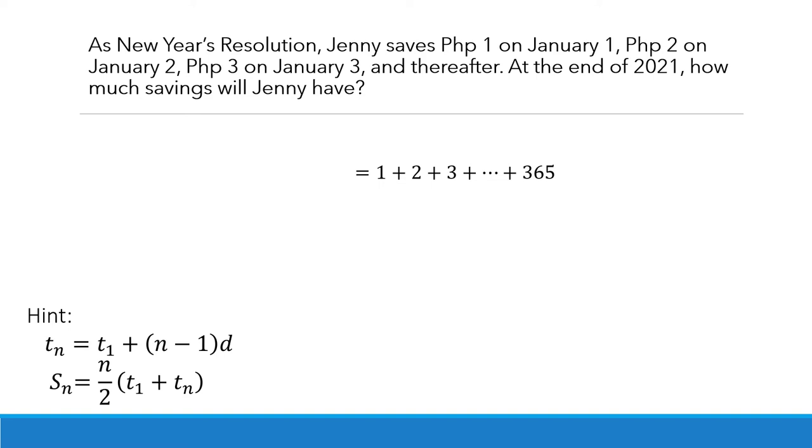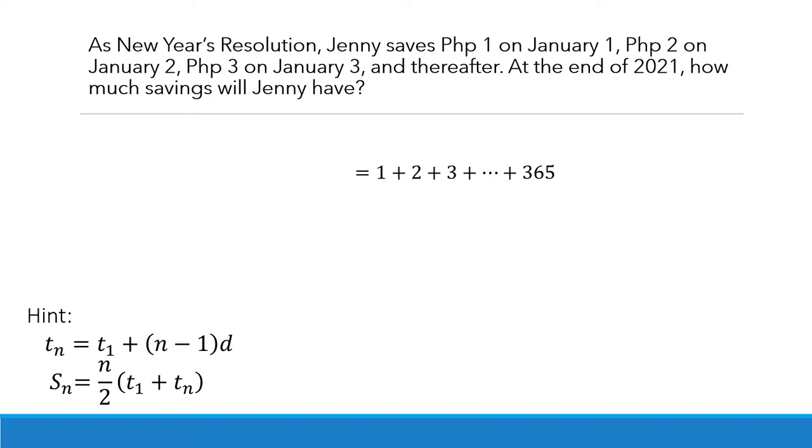Now, to write it in a shorter form, we shall use the summation notation. But before that, let's recall how to write the nth term of an arithmetic sequence, since we have an arithmetic sequence. Now, t sub n is given by t sub 1 plus the quantity n minus 1 times d.